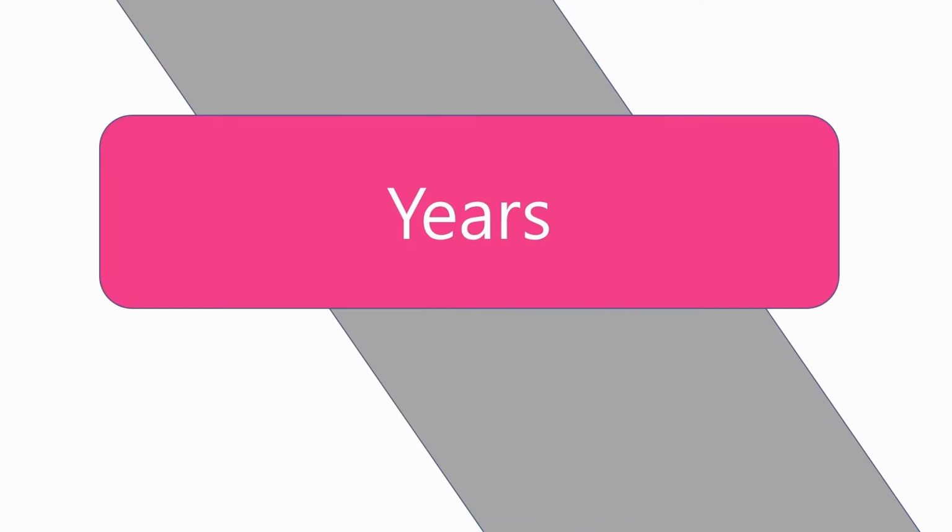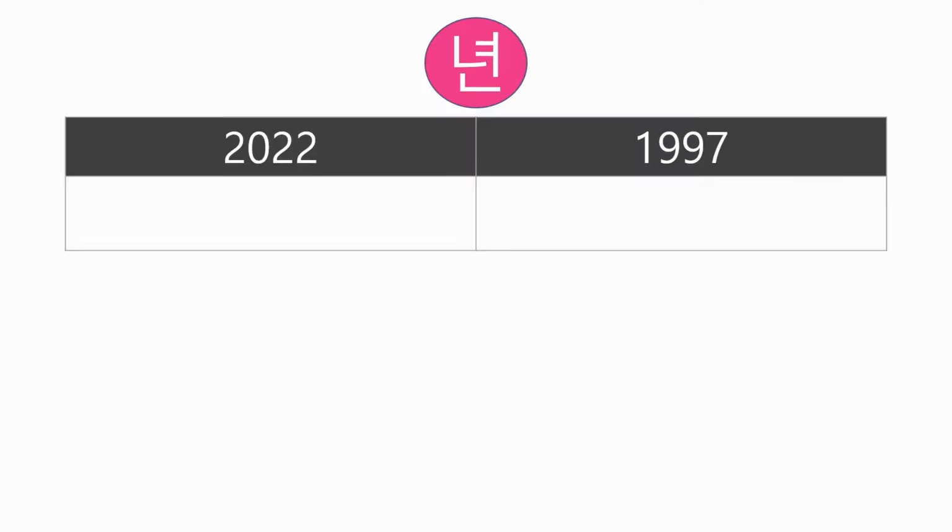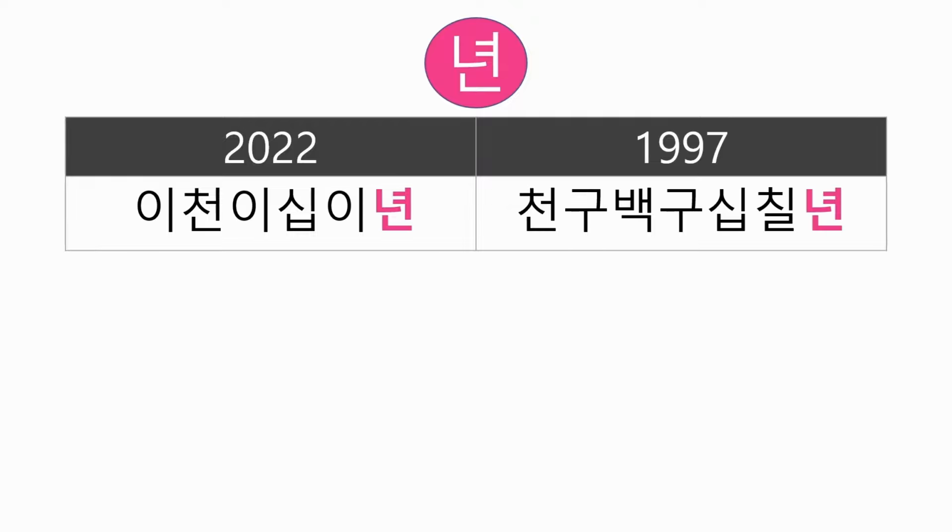Now, shall we practice the years? The unit noun for a year is 년. This year is 2022. How do you say it in Korean? Yes, 2022년. 2022년. And 1997 would be 1997년. 1997년.